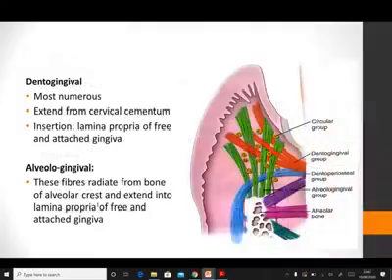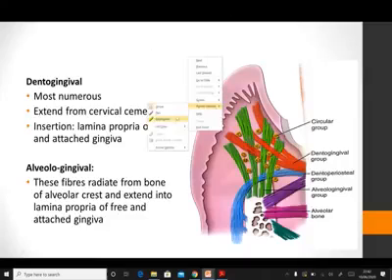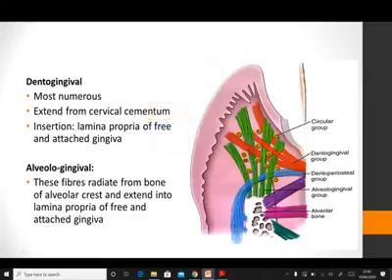Talking about the dento-gingival group. The dento-gingival group is the most numerous, and as the name says, it extends from the tooth, dento is for tooth. Where on the tooth? From the cervical cementum. They extend from the cervical cementum and then they insert into the lamina propria of both the free gingiva and the attached gingiva. So basically here is your tooth. Here, this is your crown and this is your root.